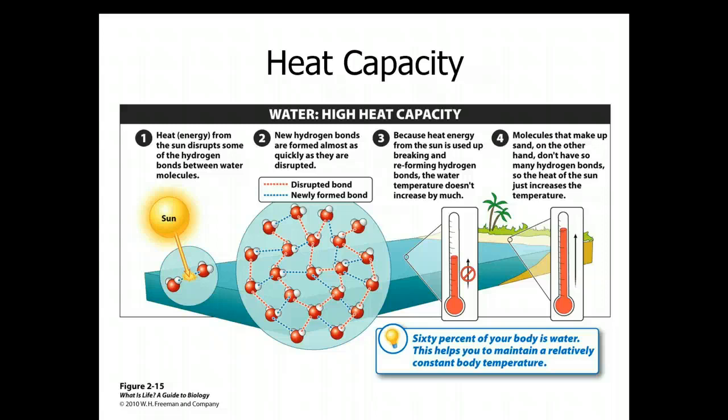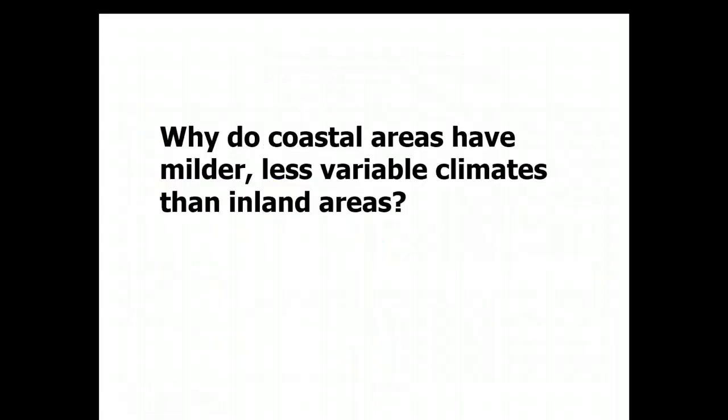So 60% of your body is water. It helps you maintain a relatively constant body temperature. It's one of the characteristics of this heat capacity. So why do the coastal areas have milder, less variable climates than inland areas?